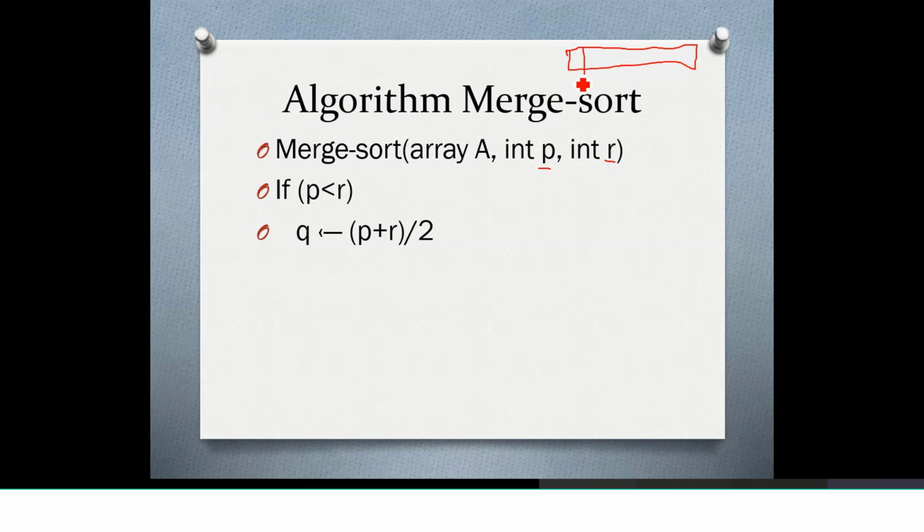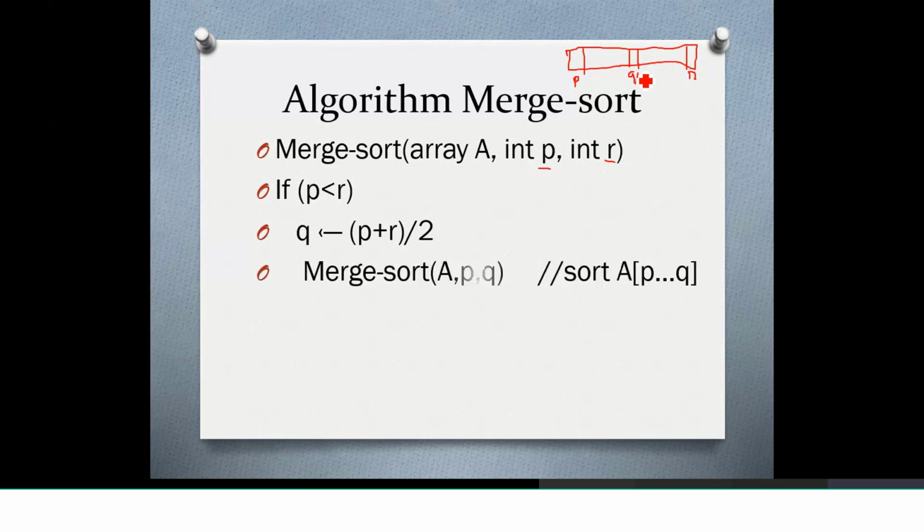So if this is P, the start of the array, and this is R, the end of the array, and somewhere in the center of the array, this index is referred to as Q. Just keep in mind, these are the indexes, not the values of the array. P is the starting index, R is the ending index, and Q is an index which refers to the center of the array.